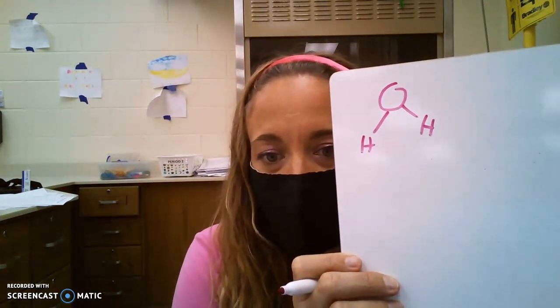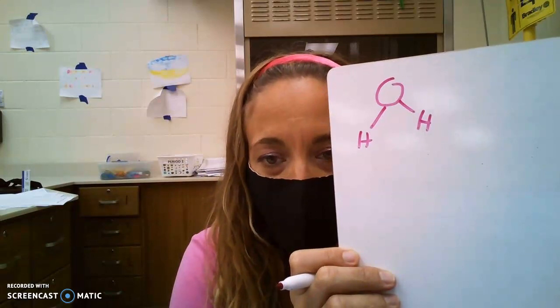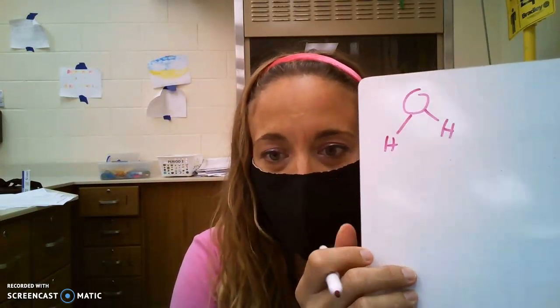So I asked you guys to draw a diagram of the water molecule, and the water molecule has a bent shape just like this. And one of the things that we were talking about in class that maybe you could or could not hear was that water has a bent shape because it's a polar molecule.